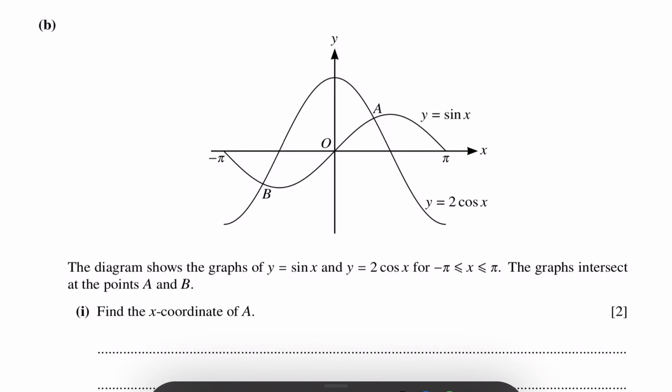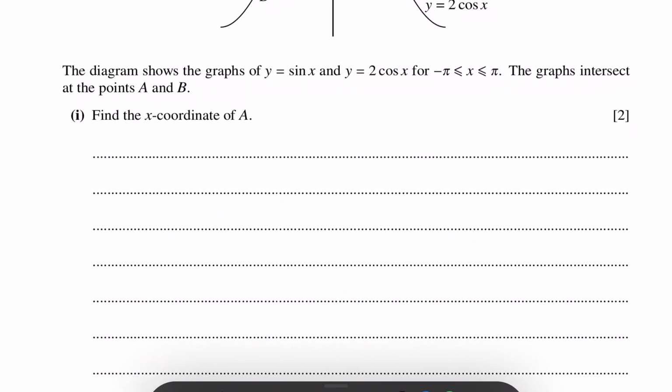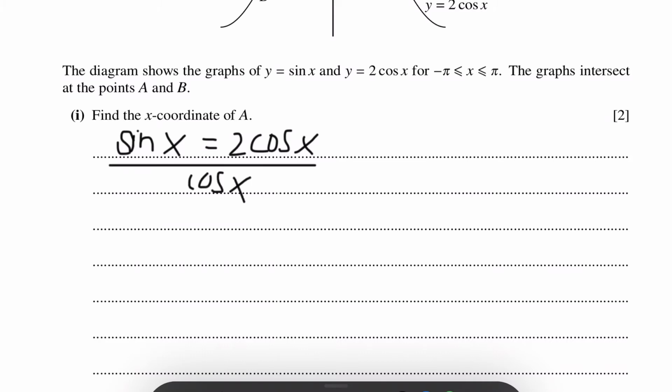Find the x-coordinate of A. Notice that A is one of the points of intersection between the graphs sine x and 2 cosine x. So you will equate those graphs with each other. You will have sine x is equal to 2 cosine x. Now you can divide both sides with cosine x. So you will get sine x divided by cosine x is equal to 2.